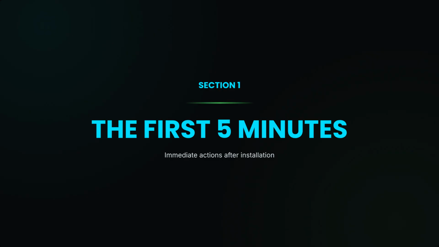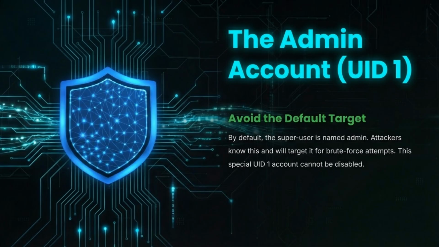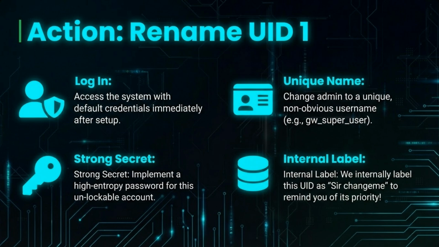Section 1 covers the first 5 minutes, detailing immediate actions to take after installation. The admin account, or UID1, is the default superuser and a target for attackers. Since this account cannot be disabled, you must avoid the default target. Immediately rename UID1 with a unique, non-obvious username and secure it with a strong, high-entropy password. Internally, we label this Sir Change Me to prioritize this action.